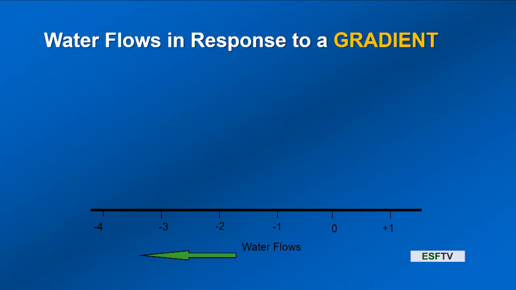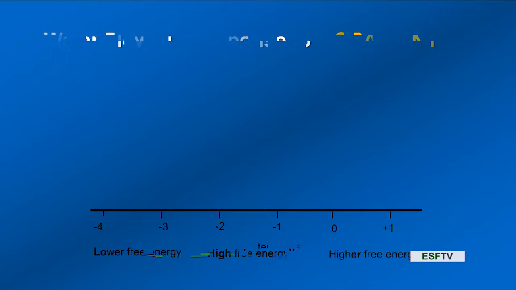So we can think about this scale in a number of ways. And no matter how we think about it, it's this gradient, no matter what we call it. So first, we can think about free energy. If we think about this gradient number line in terms of free energy, we can look at water flowing from higher free energy to lower free energy, always from right to left.